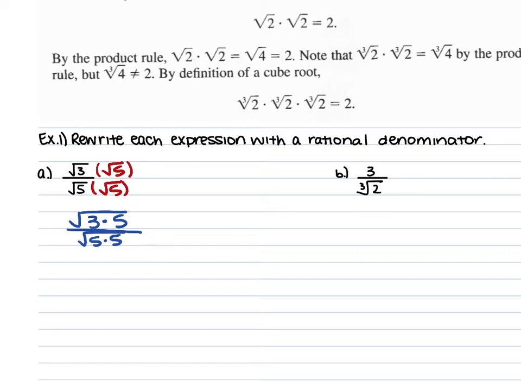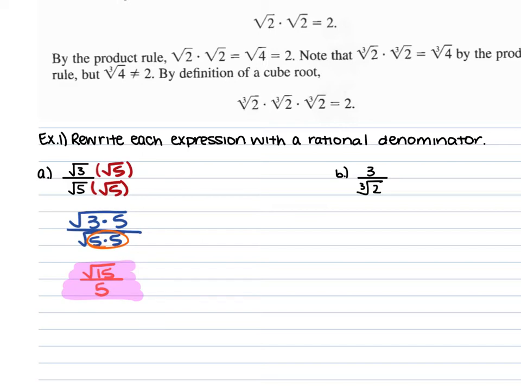Again, you need a pair, so 2 of the same number, in order to pull 1 out of a square root. On the top, you don't have 2 3s, you don't have 2 5s, so multiply those together. We get the square root of 15. On the bottom, you have 2 5s, so pull 1 out. We just have the square root of 15 over 5. And that is in simplest form because you cannot simplify something that is a radical over a whole number. That radical does not simplify.